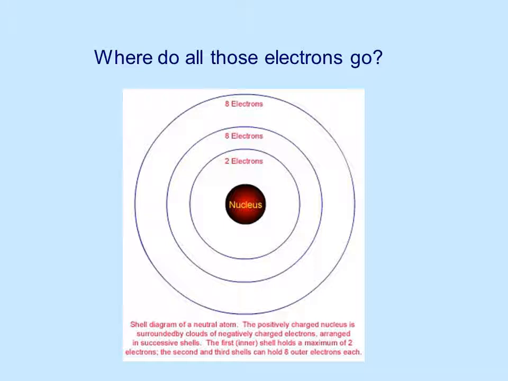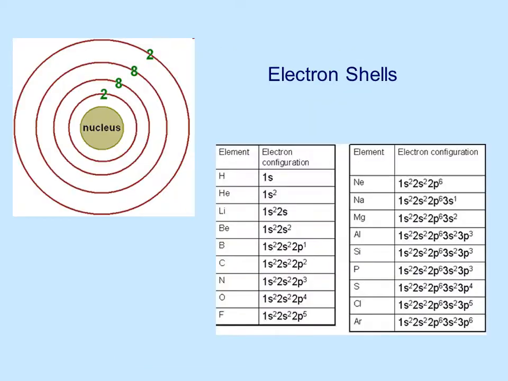The second shell is the 2s electrons, and up to 6 p electrons, and the same way with the third shell. And then after that it gets, like I said, a little messy.